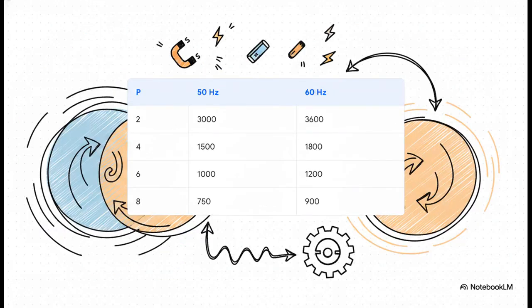Now, what's really interesting is how we can easily calculate and control the speed of that invisible spinning magnet, what we call the synchronous speed. There's a direct inverse relationship between the number of poles in the motor and its synchronous speed in RPMs. So if you double the poles from, say, 2 to 4, the speed drops by exactly half. It's a remarkably simple but super powerful way engineers customize motors for entirely different jobs.